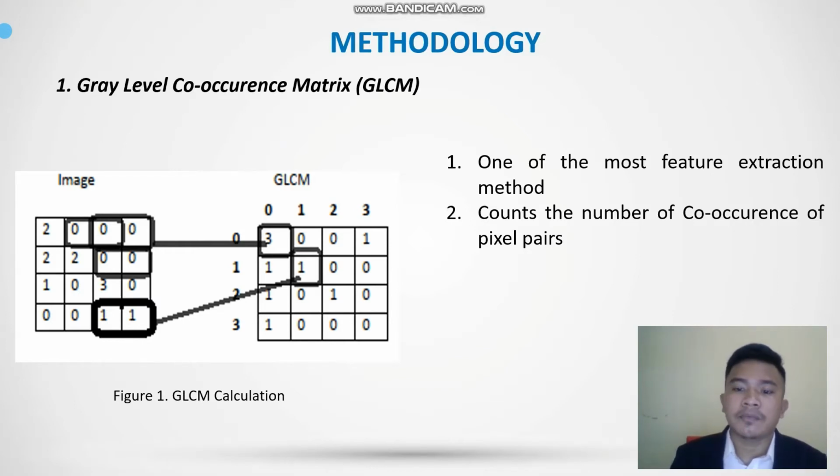The first is the gray-level concurrence matrix. It counts the number of concurrences of pixel pairs. For an example, if we have the matrix value of an image and we want to calculate the GLCM from it, we have to check the occurrence of pixel value pairs of 0 0 in the image. So we have to check each row for how many times the pair 0 0 occurs. In this image, the occurrence of 0 0 is 3, so we save 3 in the GLCM matrix. And if we want to check the occurrence of pairs 1 and 1, we have to check the image pixels row by row.